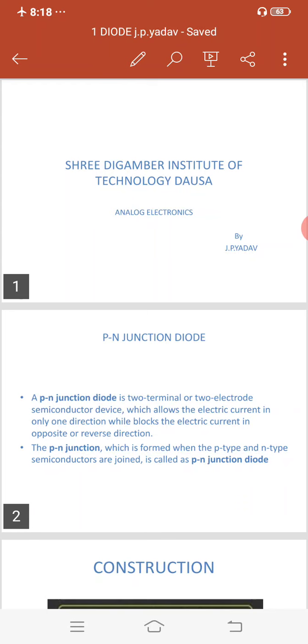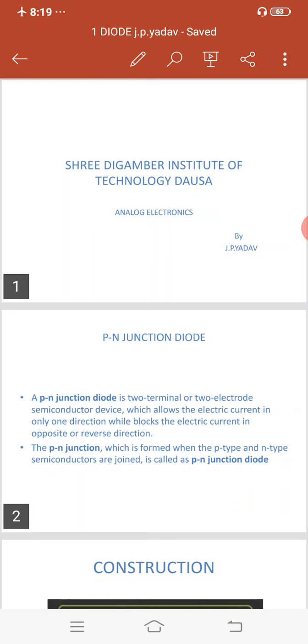Today we will discuss the PN junction diode. In this video we will discuss the construction of a PN junction diode. A PN junction diode is an electronics device that works as a switch. We use electrical switches daily, and a PN junction diode works as a switch in electronic devices.